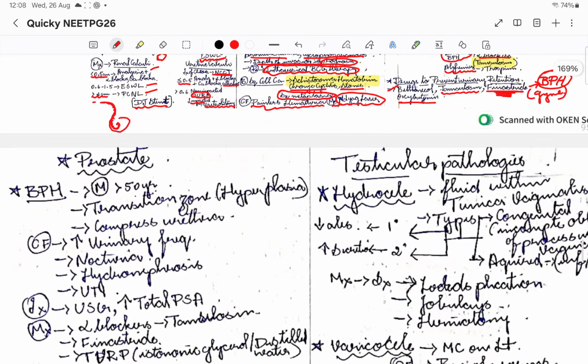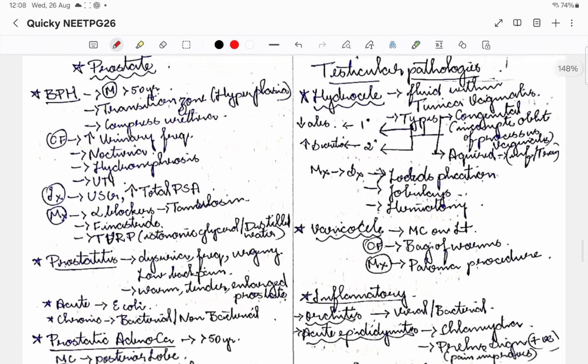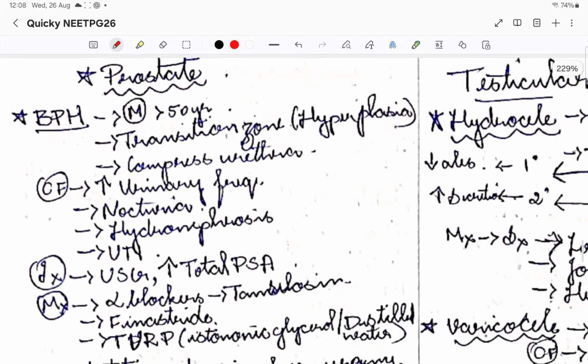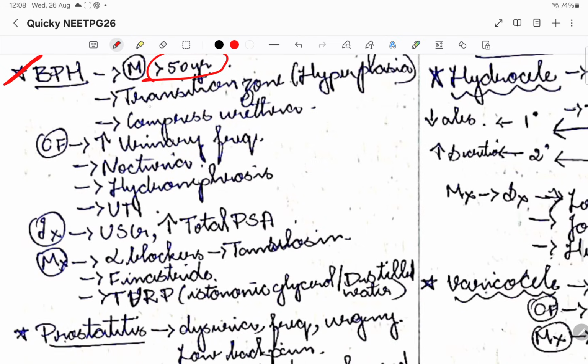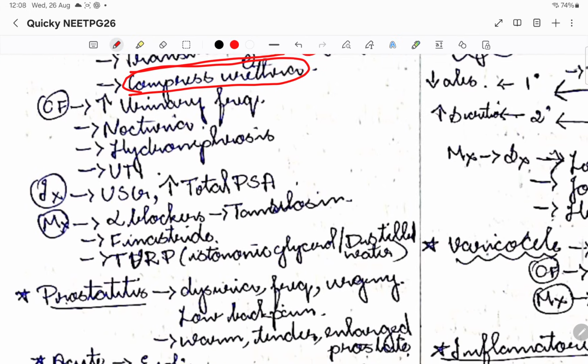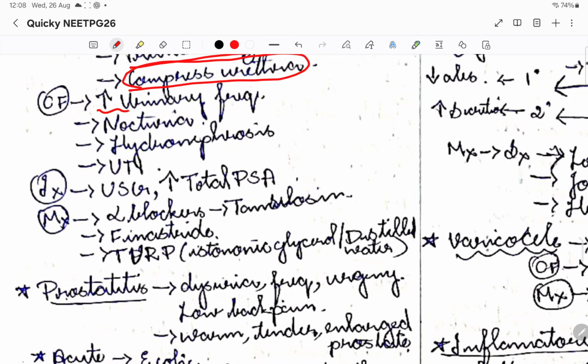Coming to the last few topics, we'll discuss the prostate, and then the other genital pathologies. With respect to the prostate, benign prostatic hyperplasia, BPH, is very important, right? Mostly it occurs in males more than 50 years old. The transition zone is the most commonly affected, which causes hyperplasia. There are different zones in the prostate, and the transition zone is what is being affected here. It compresses the urethra and causes urinary problems. The clinical features will be increased urinary frequency.